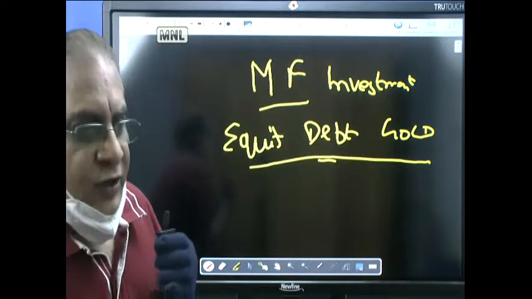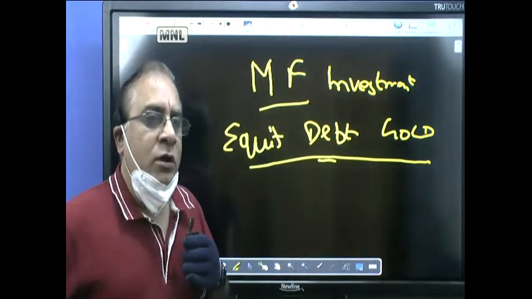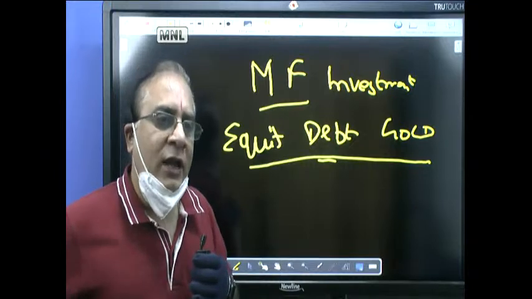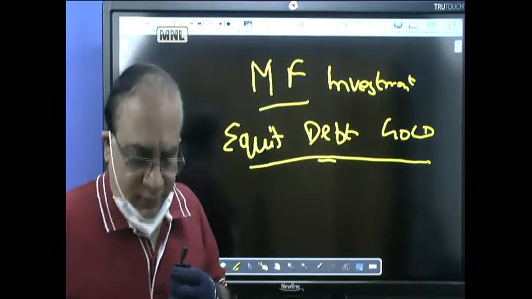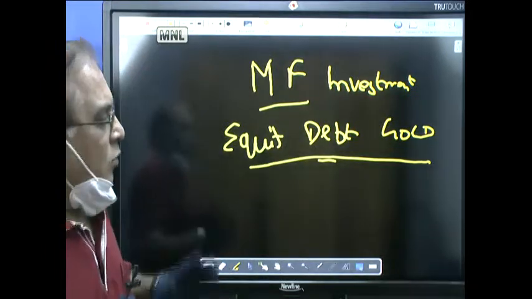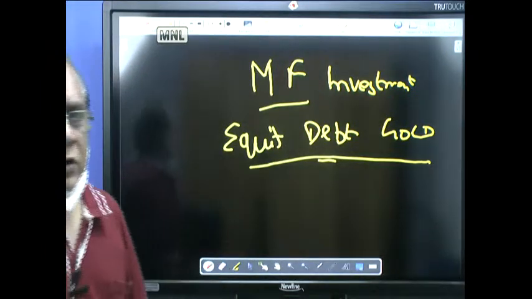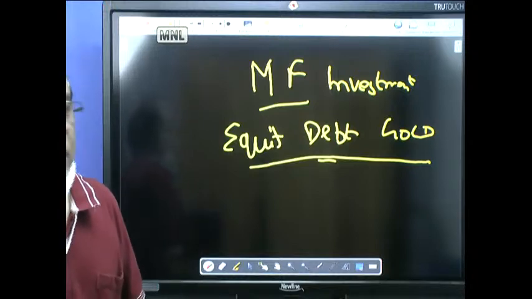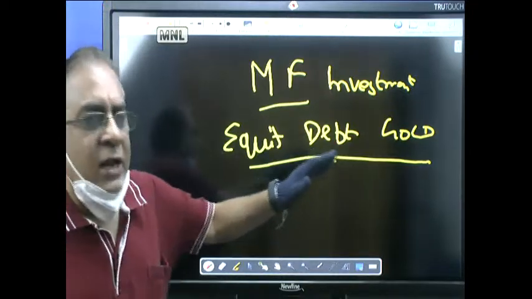So you as an investor have to decide what exactly you want as far as return on investment is concerned. Now this could be used for trading as well, but mostly mutual funds are considered more for long-term investments. Now, equity, debt and gold.